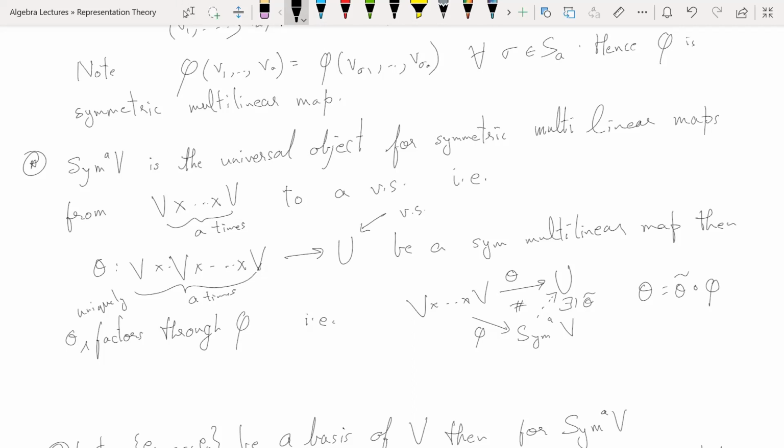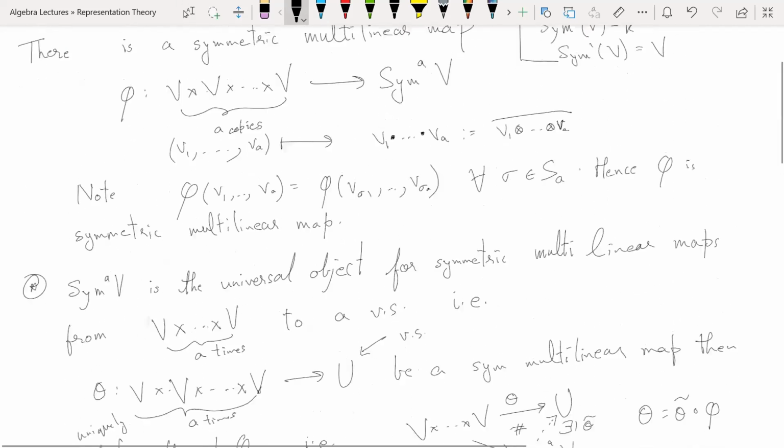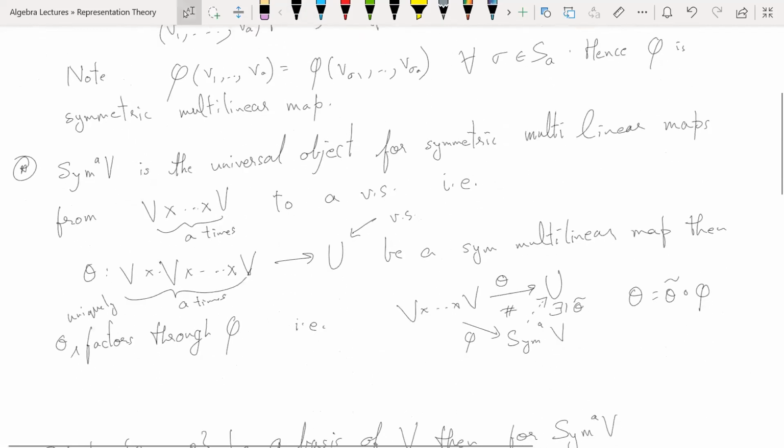So you could have defined Sym^A V to be a vector space which satisfies this universal property, and then shown the existence by taking this quotient of the tensor power by the subspace we described.